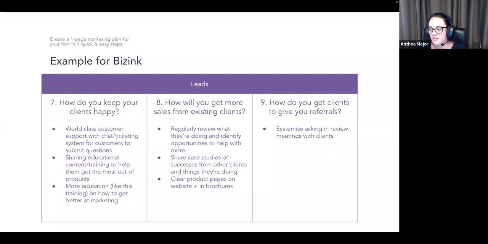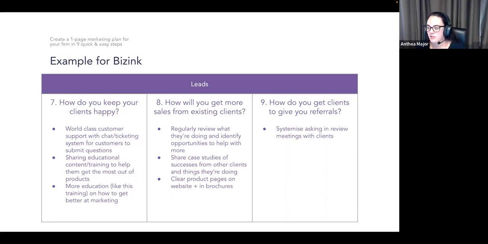All right, so we just got one last example for that stage we just went through. How do we keep our clients happy at Biz Inc? Well, hopefully we deliver good support. We have inbuilt chat in the back end of our websites and things like that. We do a lot of ongoing education and training. We're right now planning our series of client-only education for the year. So we focus on that as well.